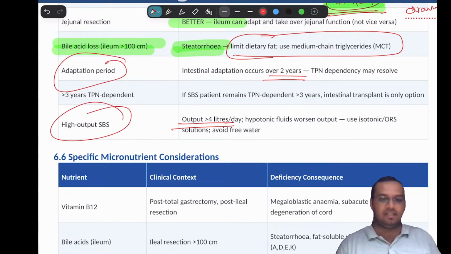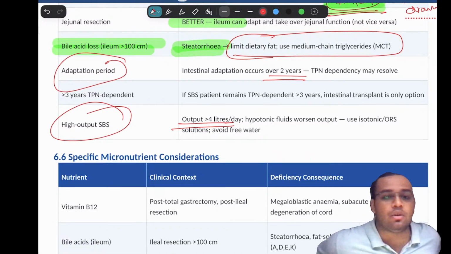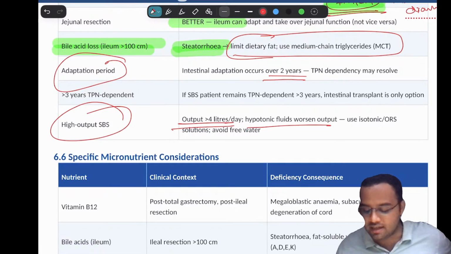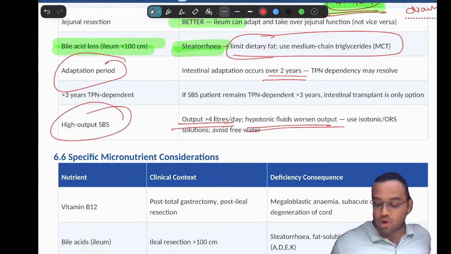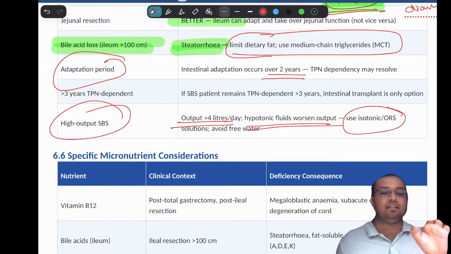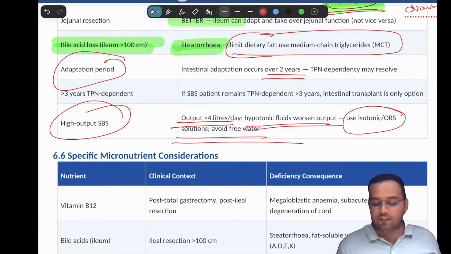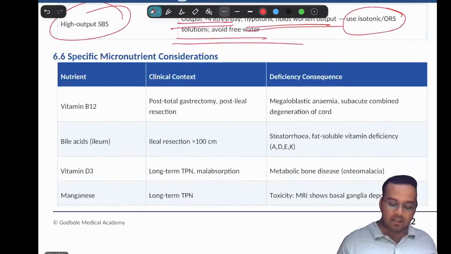So what is short bowel syndrome? I'll just draw a chart and tell you. Always remember that if you give hypotonic fluids to the patient, it is going to worsen the output. So always use isotonic. Never recommend a patient to drink simple water. These patients become thirsty because they are dehydrated. So always tell them, whenever you drink water, make sure that you drink ORS water and not simple water, because that is going to pull off the electrolytes along with it and add fuel to the fire. So avoid free water in this patient. That is very much important.